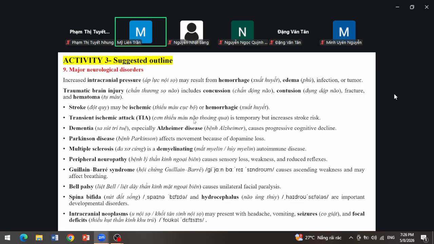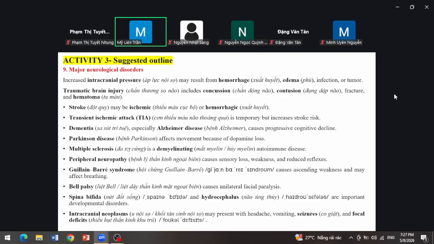Dementia, especially Alzheimer's disease, causes progressive cognitive decline. Chứng sa sút trí tuệ, đặc biệt là Alzheimer, gây ra sự suy giảm về nhận thức, tiến triển. Parkinson's disease affects movement because of dopamine loss. Bệnh Parkinson sẽ ảnh hưởng đến sự vận động hoặc là cử động do mất dần dopamine, do sự giảm dần dopamine.